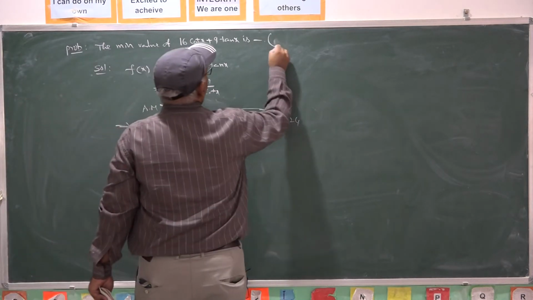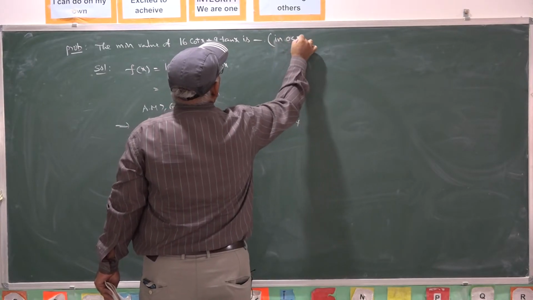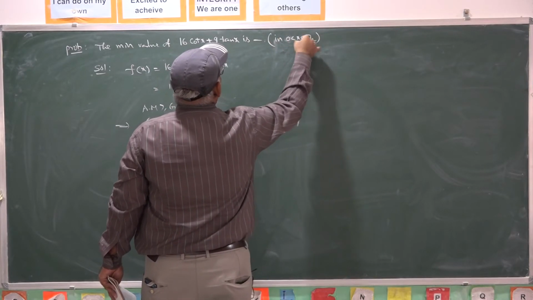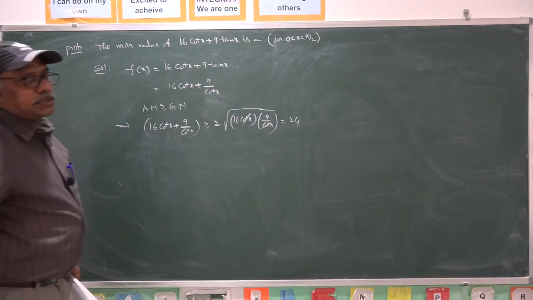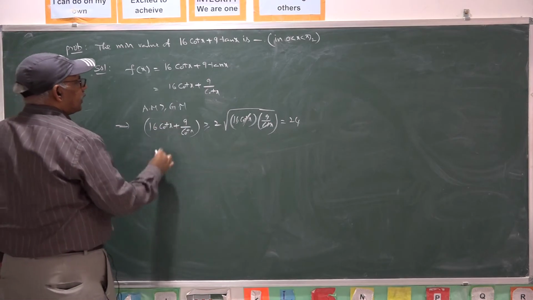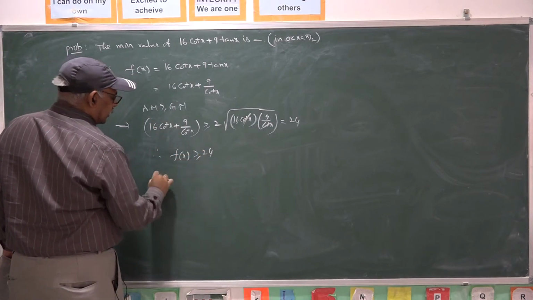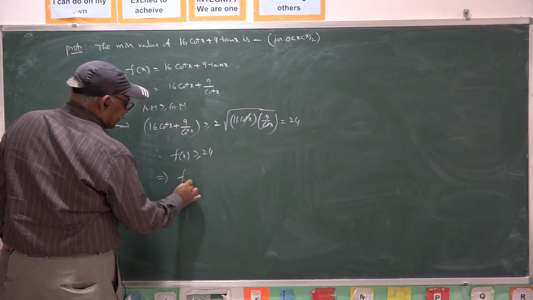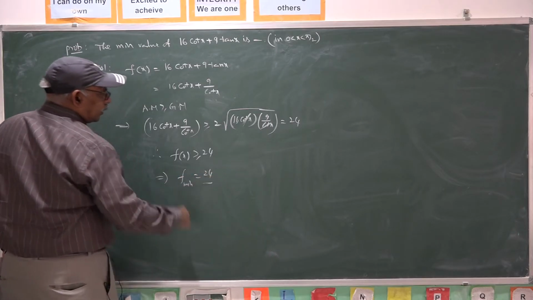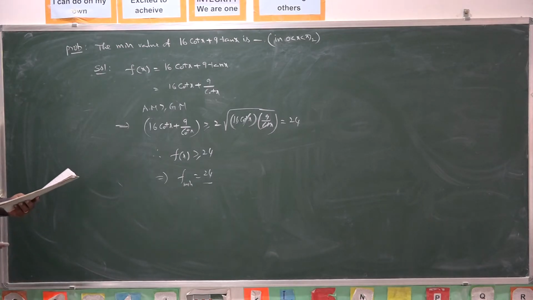Here x lies between 0 and pi by 2, because x is in the first quadrant, cot x is positive, tan x is positive. So, f(x) is greater than or equal to 24 implies f minimum is 24 itself. Like that, you can apply this arithmetic mean is greater than or equal to geometric mean.